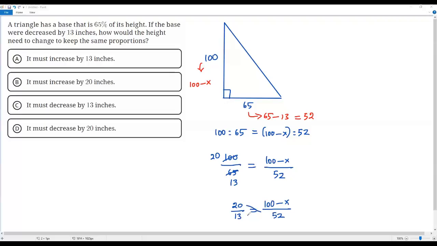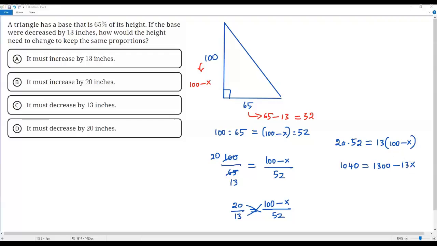Now we can do cross multiplication to solve this equation. The numerator 20 has to be multiplied by the denominator 52, so I get 20 times 52. On the right side, the numerator 100 minus x has to be multiplied by the denominator 13, so I get 13 times (100 minus x). Now multiplying 20 and 52, I get 1040, and 13 times 100 is 1300, and 13 times negative x is negative 13x.